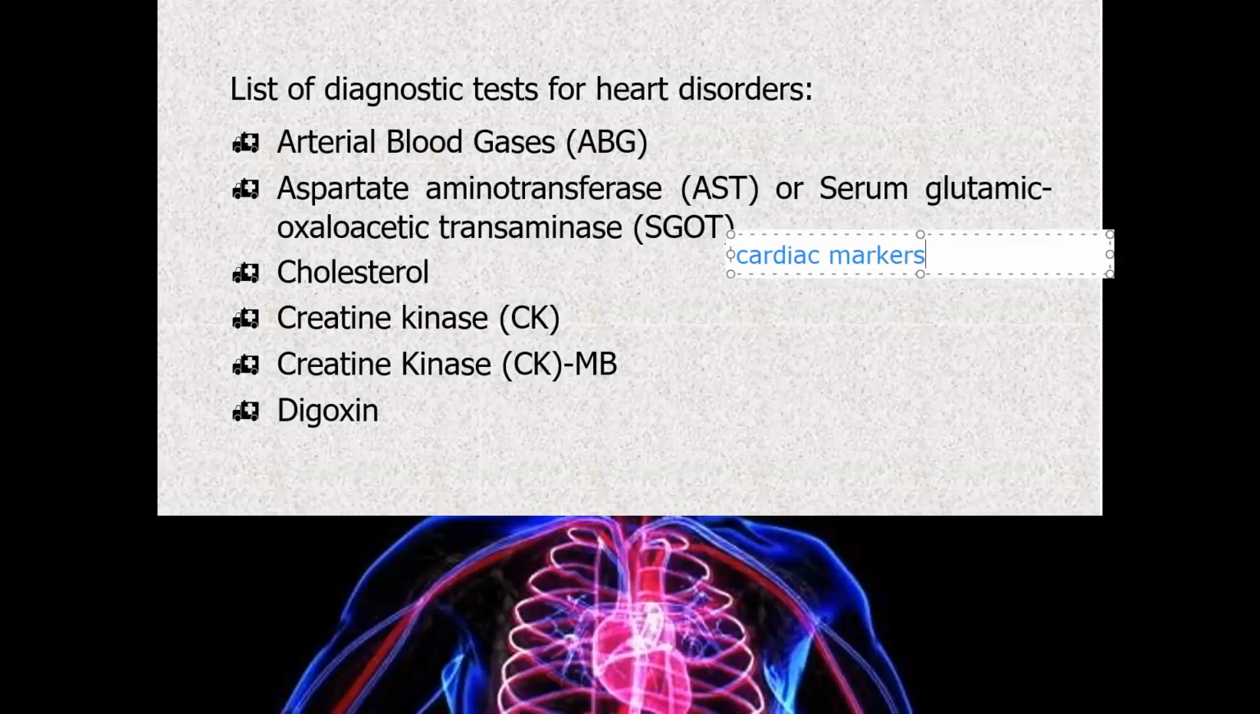Pag sinabing cardiac markers, ito yung mga enzyme na kung saan tumataas siya pag nadadamage yung heart. Same with your creatine kinase. Okay? Ito kasi class, kaya siya merong CK lang dyan and CKMB. Meron kasi tayong iba't ibang uri ng creatine kinase. Okay? So, ang isang uri ng creatine kinase natin ay si CKMB.